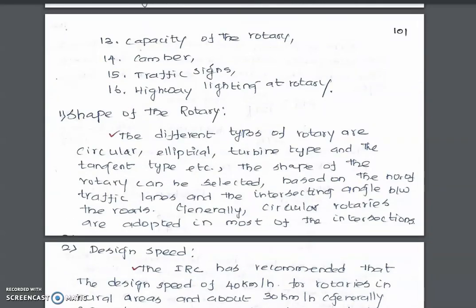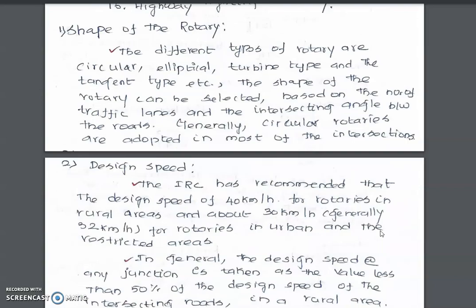So we will discuss one by one. The shape of the rotary: the different types of rotary are circular, elliptical, turbine type, and the tangential type, etc. The shape of the rotary can be selected based on the number of traffic lanes and the intersecting angles between the roads. Generally, circular rotaries are adopted in most of the intersection areas.